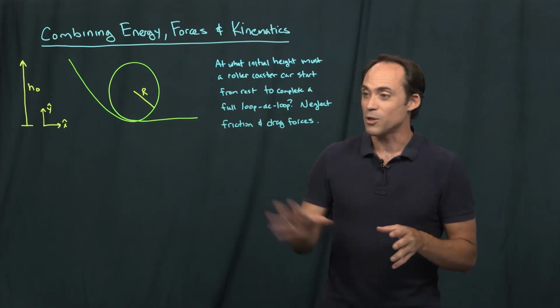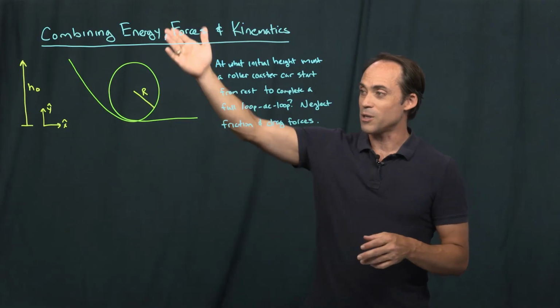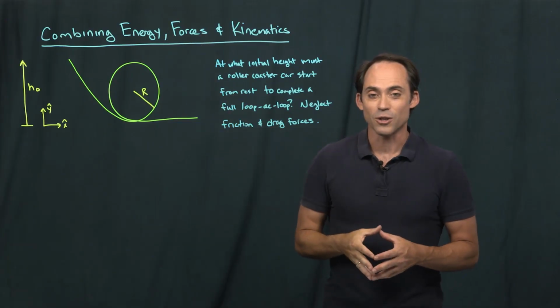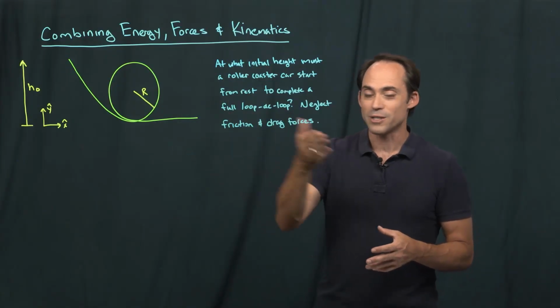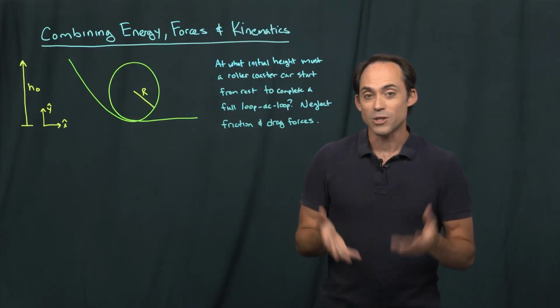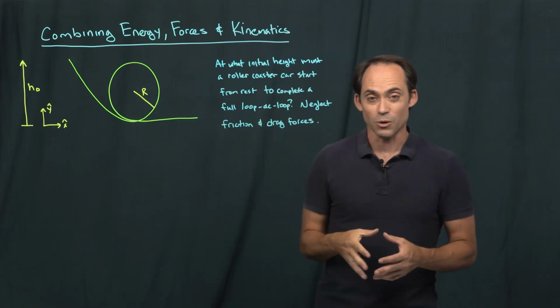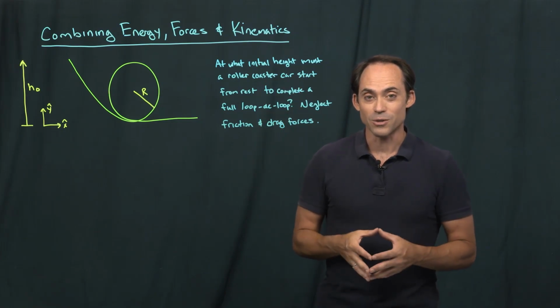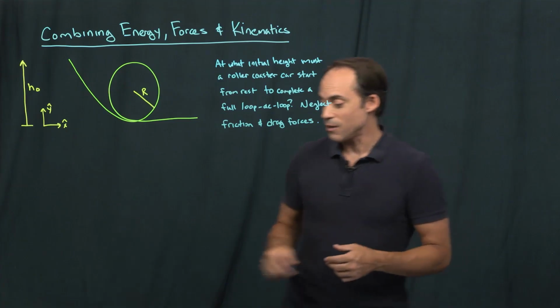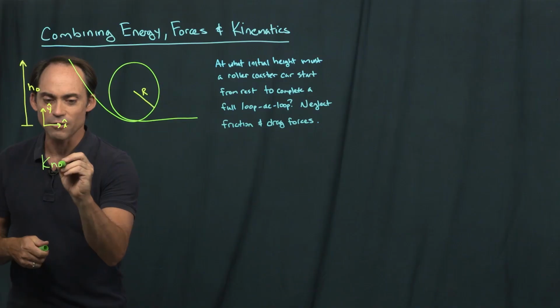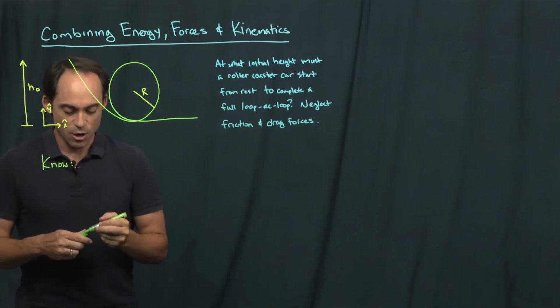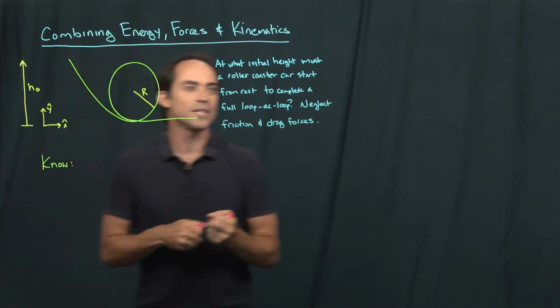Now in this situation, we have some kind of descent that this car is going to go down. It goes around a nice circular loop-de-loop and hopefully progresses out along the other edge. And the question is, how high do we want to start this roller coaster in order to make it around this loop-de-loop? So now let's look at what are the things that we know about this problem and what we're trying to solve.